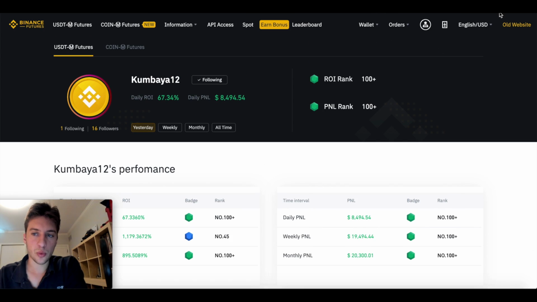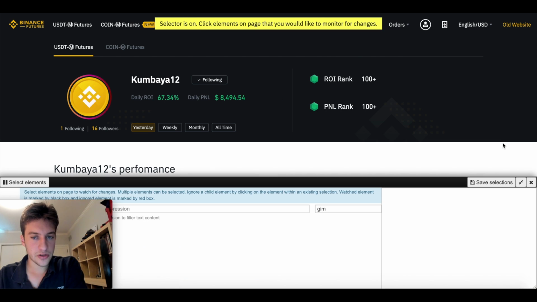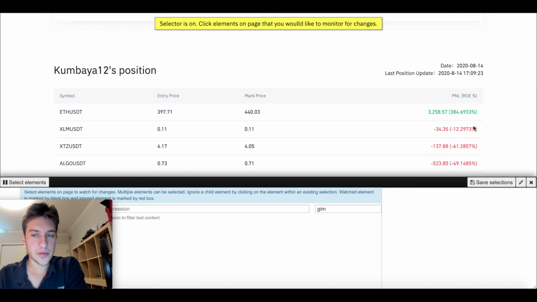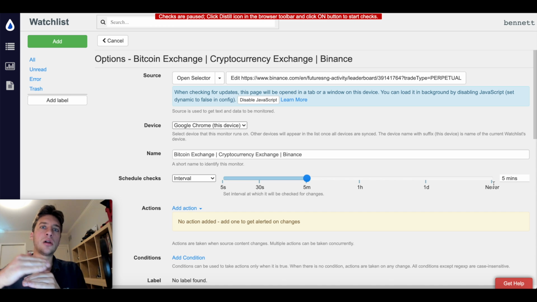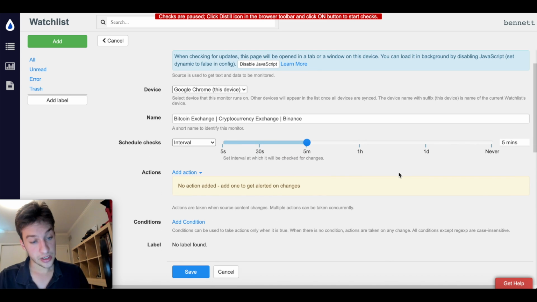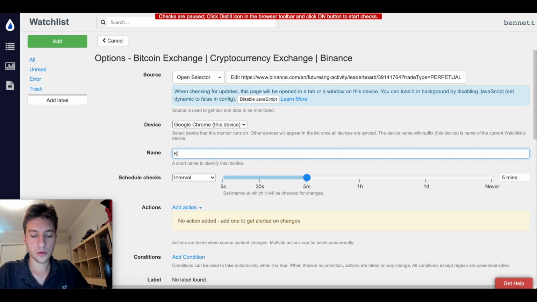And what I want to do is web scrape this. So to do that, I'm going to open distill.io, select parts of page. We go down to his positions. I'm going to click this. Save selections. Now what this does is it allows you to see all of the changes over time of this guy's positions. Now here, I would name it like Kumbaya 12 positions.